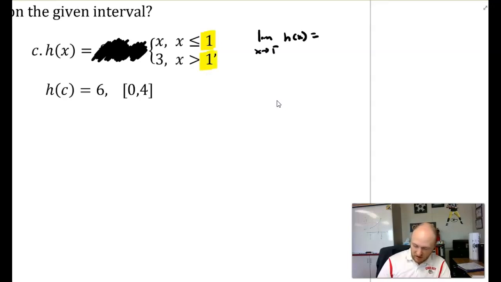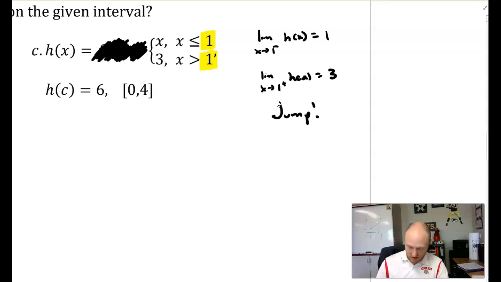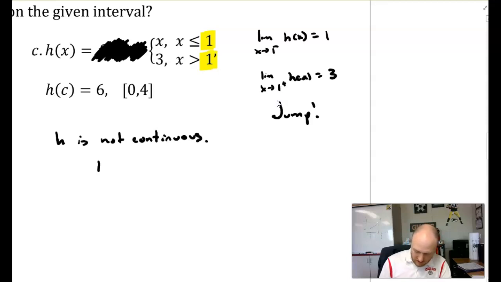So my limit from the left, that's just going to be 1, right? If I plug in 1. Okay, what is the limit as x approaches 1 from the right of h of x? That's 3. Oh, this is a jump. Discontinuity. So I say h is not continuous. IVT does not apply.